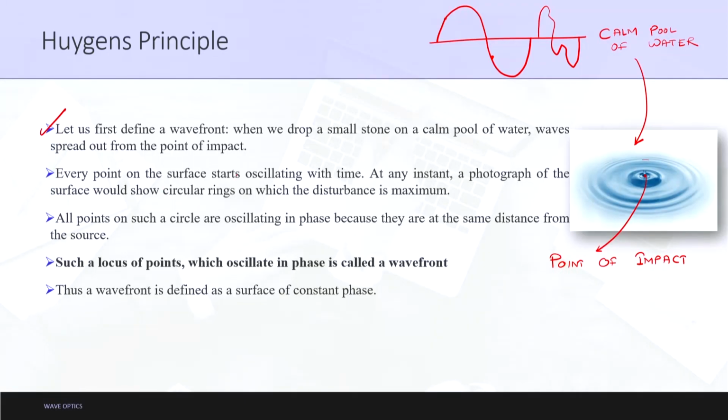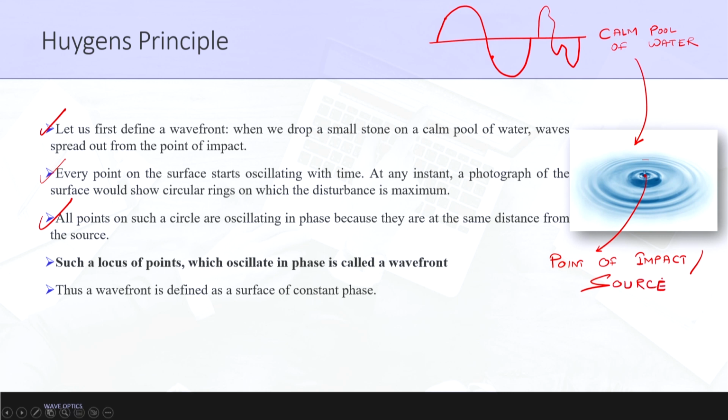So, every point on the surface starts oscillating with time. At any instant, a photograph of the surface would show circular rings on which the disturbance is maximum. All points on such a circle are oscillating in phase, as in they are oscillating with the same time lag, because they are at the same distance from the source, as in this point of impact. So, the point of impact is nothing but the source. Let me write it here only.